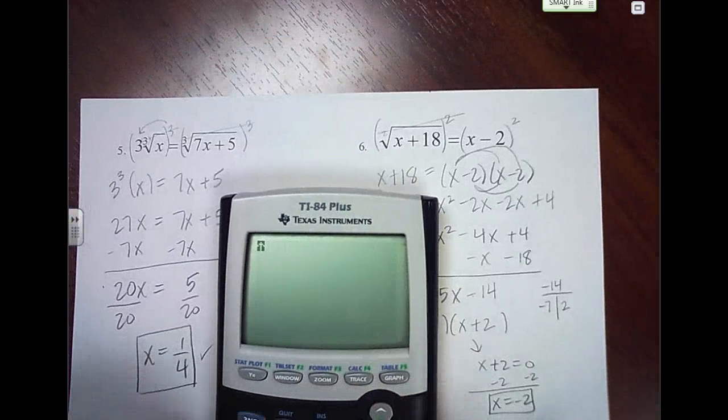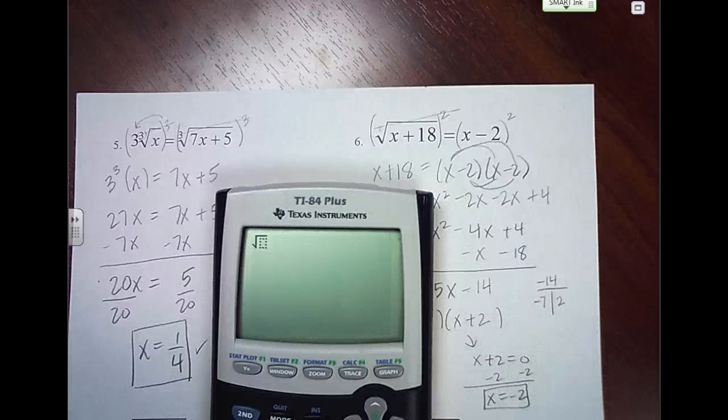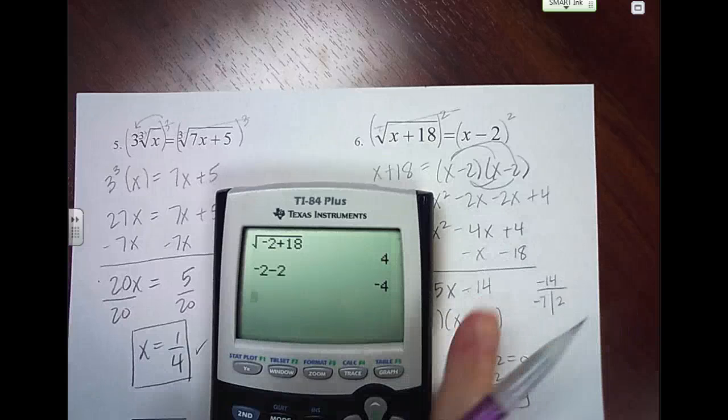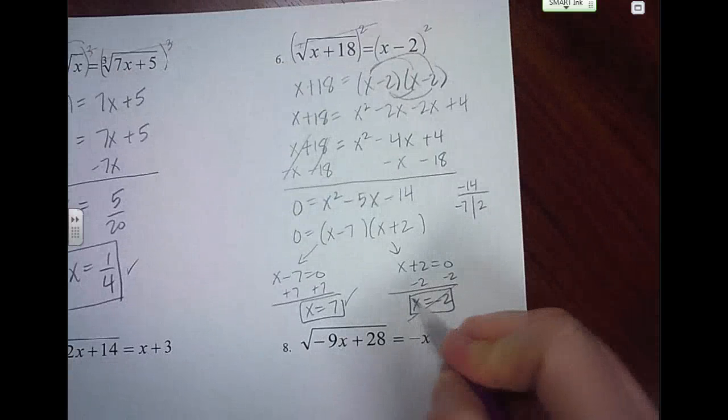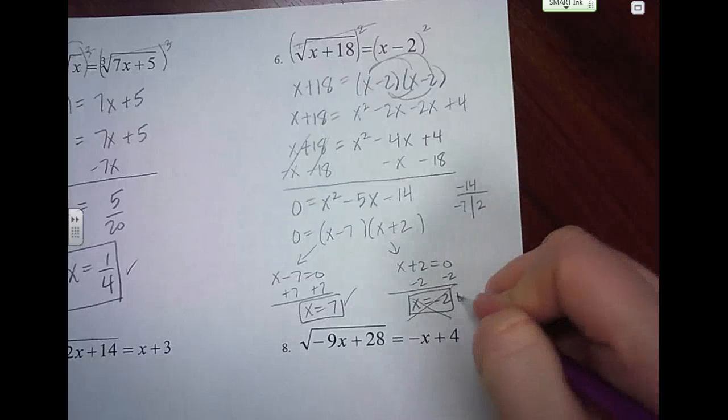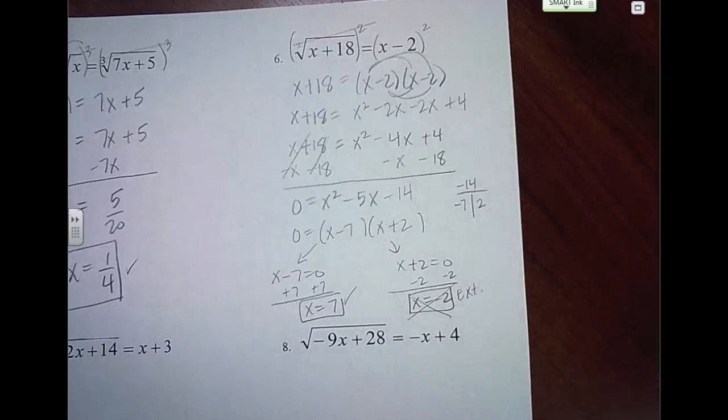So on the left-hand side, we have square root of negative 2 plus 18, which is 4. And on the right-hand side, we have negative 2 minus 2, which is negative 4. So that did not match. So that is going to be an extraneous solution. So I'm going to cross that out. I'll just put EXT next to it. Extraneous. It means it doesn't work.